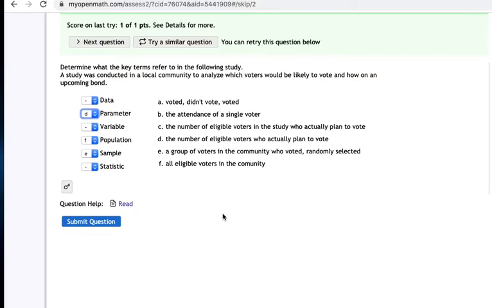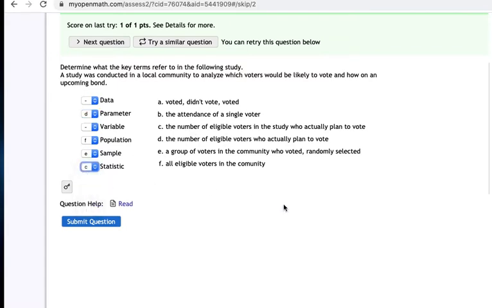And now a statistic has to do with the sample. So it has to do with that subset of the population. It's an aspect of the sample. So see the difference between C and D, the number of eligible voters in the study who actually plan to vote. See, that's like, in other words, in the sample who actually plan to vote. So I believe that one's C, okay?